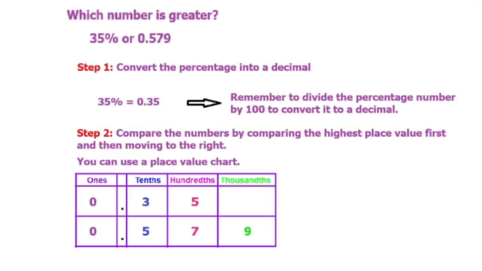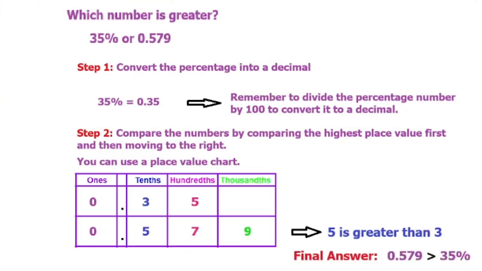So let's start the comparison. We start with the highest place value, which is the tenths. We start here and move this way in our comparison. But we don't have to go very far because we can see that 5 is greater than 3. So we know already that this number is greater than this number. So the final answer is 0.579 is greater than 35%.